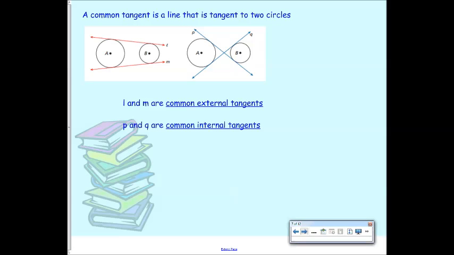All right, and common external tangents are on the outside of the circles because they do not cross in the middle. Okay, so P and Q are internal tangents, they'll make an X.